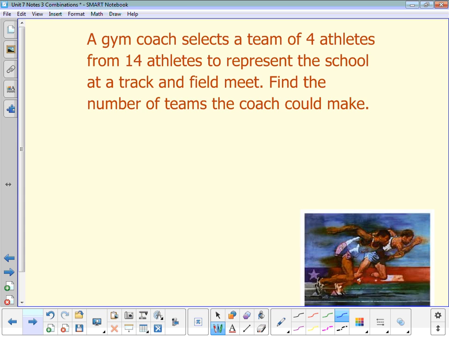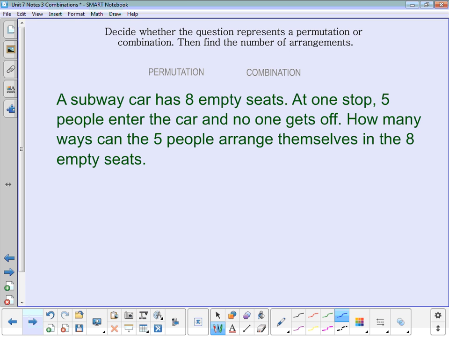Now, half the battle between permutations and combinations is just figuring out which one it is, because they're not going to say the permutation of such and such. You have to determine, does the order matter or not? If the order matters, it's a permutation. If the order does not matter, it's a combination.